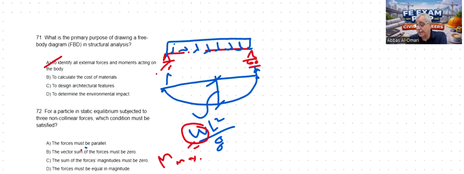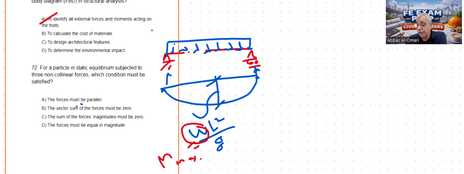For a particle in static equilibrium subject to three non-collinear forces, which condition must be satisfied? To be in static equilibrium, the vector summation of the forces must be zero. The forces must be parallel? No, this is not correct. The vector sum of the forces must be zero. So this is the correct answer.